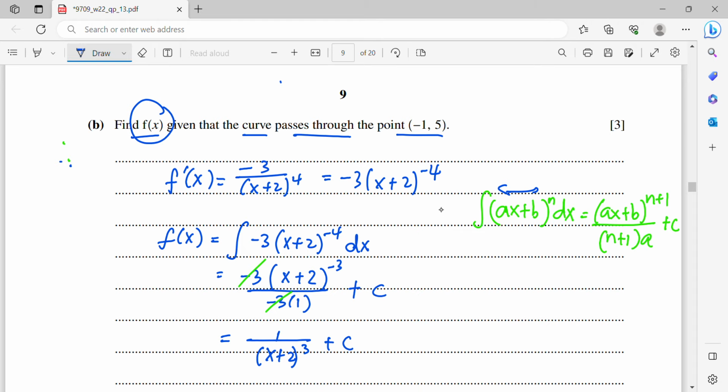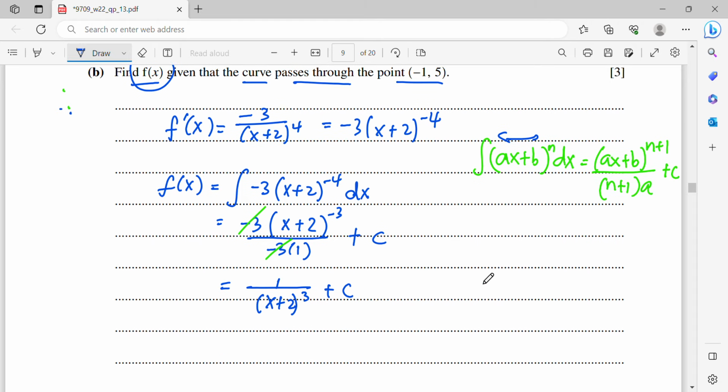Alright, and now you are given the point with coordinates minus 1 and 5, means that x is minus 1, f(x) is 5. So x is minus 1, f(x) is 5. So from here, I'm able to get my c. So left hand side is 5. Right hand side, first term is 1 over (negative 1 plus 2) cubed plus c.